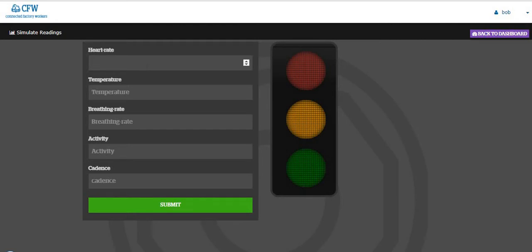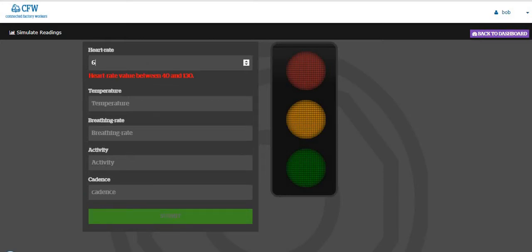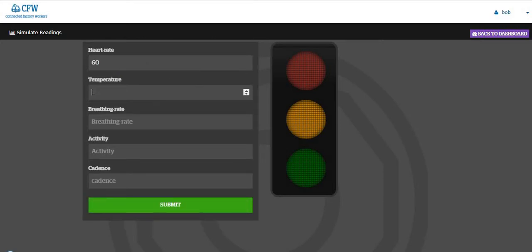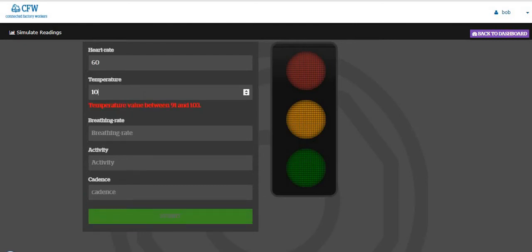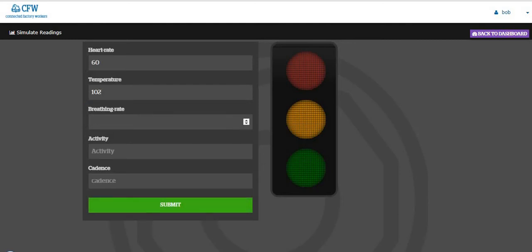To simulate some health conditions, we have created a simulator in which I am passing a few values manually. For example, I enter heart rate as 60, and I am simulating a body temperature so that he has a fever, so I am entering a value more than 100. I am entering 102, then breathing rate as 30, activity 3 and cadence 20 something. So I have just passed the values.